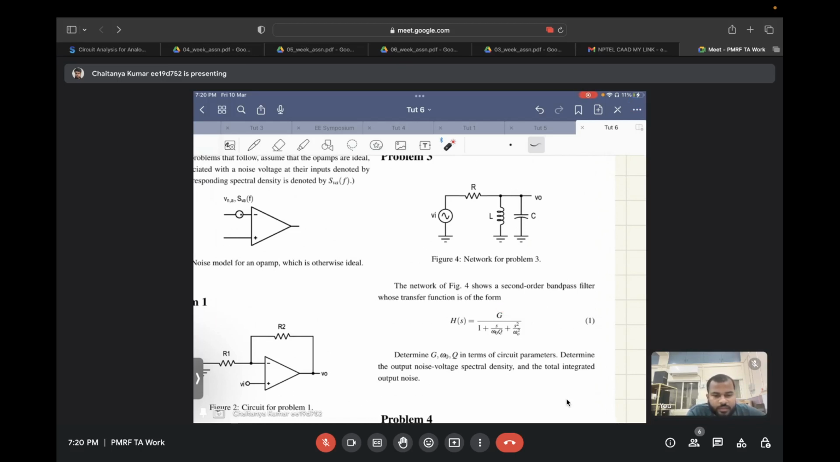What I did, sir, from the class, the professor taught the equivalent G for the inductor. No, that and all you don't need to do. You just need to straightforwardly find the transfer function of this network and compare it with the transfer function given in the question. That is basically a practical implementation of an inductor, and it has nothing to do with this question.